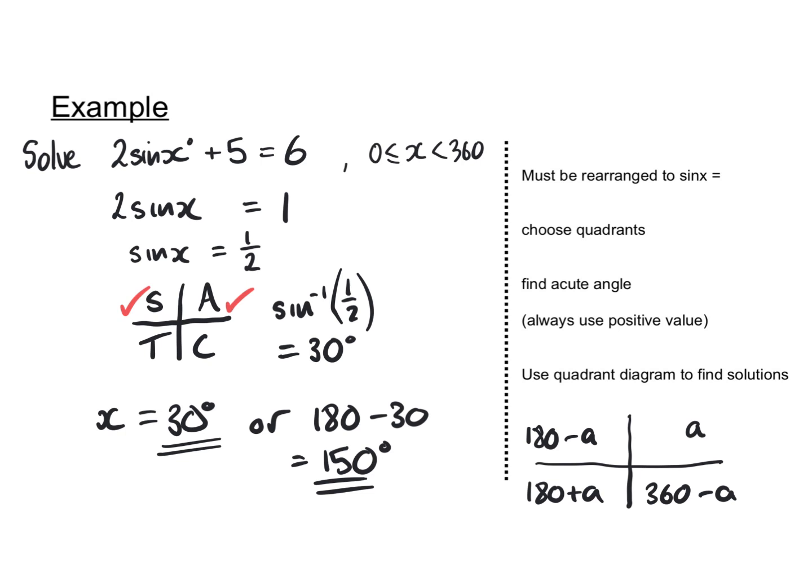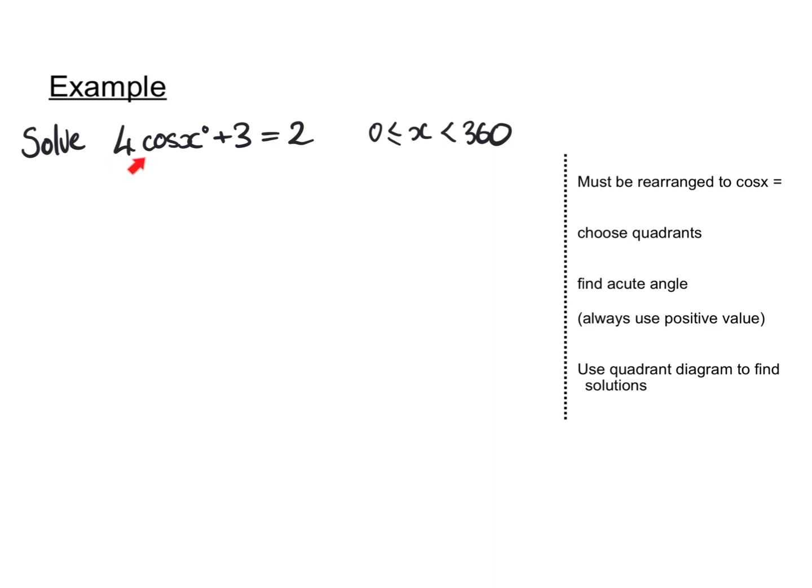We'll try one more with a different trig ratio on the next slide. Now, in this one, we have 4 cos x plus 3 equals 2. And like we said before, it's this cos x part here. I need to get that completely on its own. So this one must be rearranged to cos x equals, so I need to get rid of the plus 3. I need to get rid of the multiplication by 4.